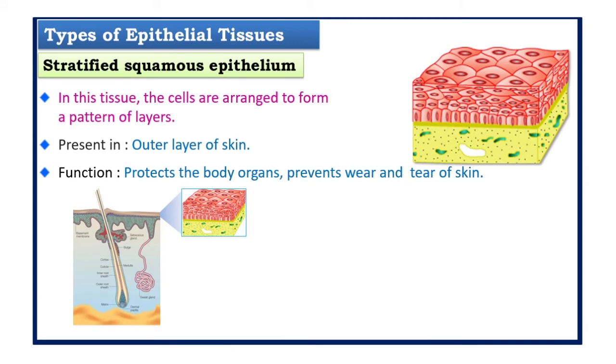The main function is to protect the organs of the body and also to prevent the wear and tear of your skin. Suppose you get a mild cut, even sometimes if we don't apply any antiseptic, it gets cured. So the main function is to prevent the wear and tear of the skin, and that is because of the stratified squamous epithelium.